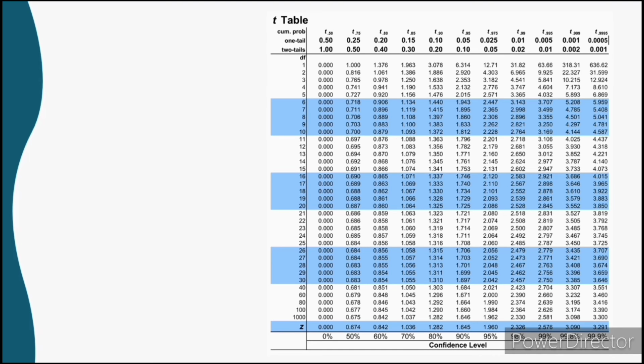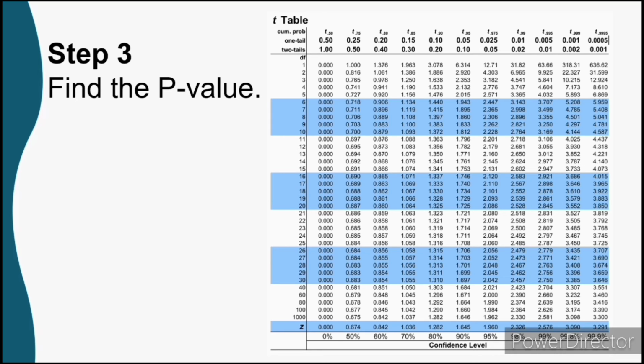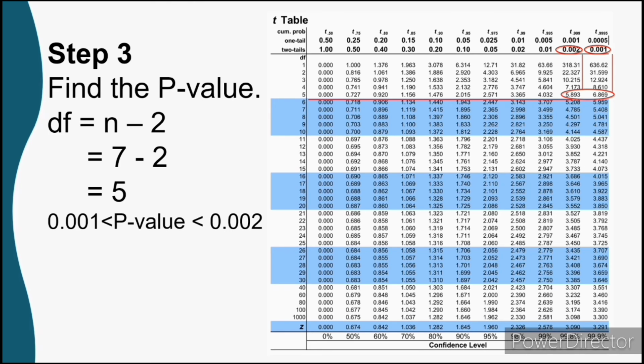So step 3, find the p-value. df is equal to n minus 2. So 7 minus 2 is equal to 5. Dahil positive lang yung value sa table natin, nahanapin natin yung 6.398 sa row na may degrees of freedom na 5. Nagpo-fall siya between 5.893 and 6.869. Therefore, the p-value is greater than 0.001 but less than 0.002.